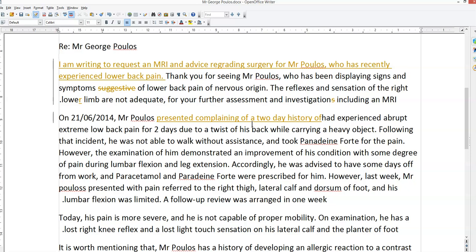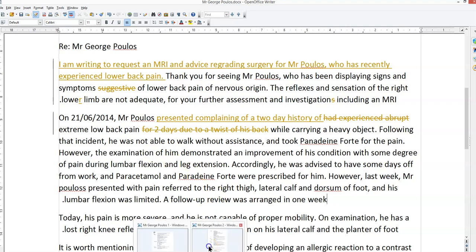What's happening here? I think you've used the Arabic version of Word, so everything is back to front. Okay. I'm going to do the history of extreme lower back pain. Yeah. While carrying a heavy object. Okay. We don't need to know it was 20 kilograms, it was 30 kilograms. We don't need that. Following that incident, he was not able to walk. Assistant took Panadine Forte for pain. The examination of him. Well, you can't have that possessive, can you, there?